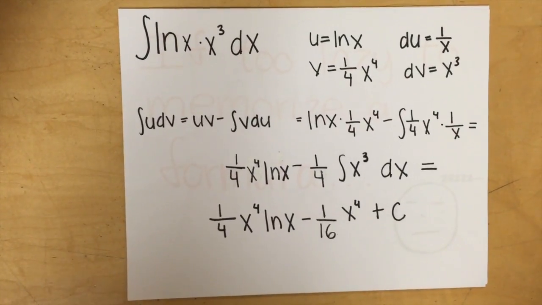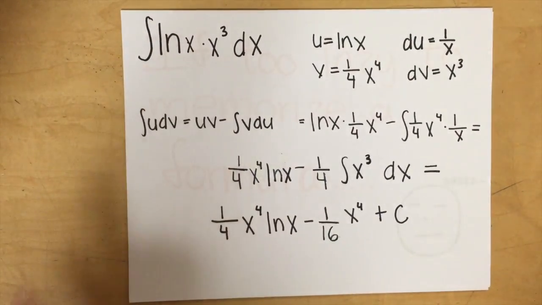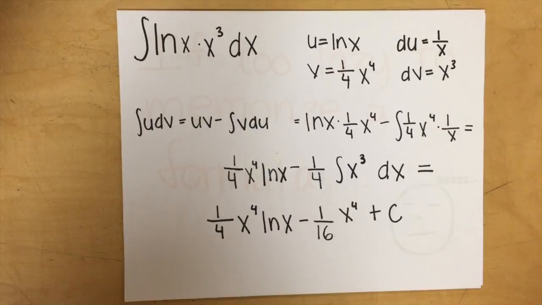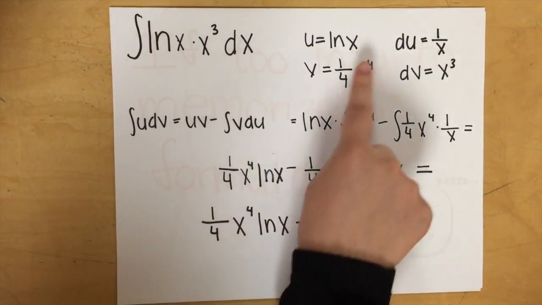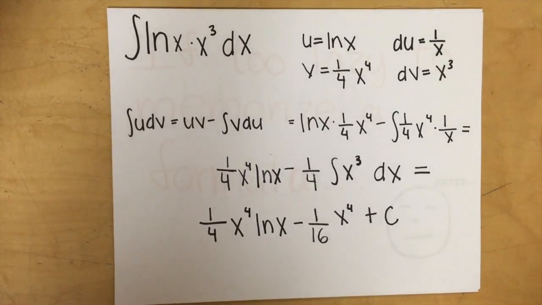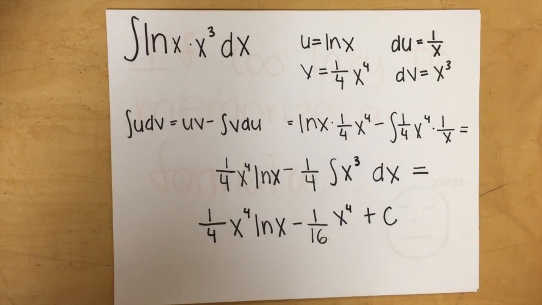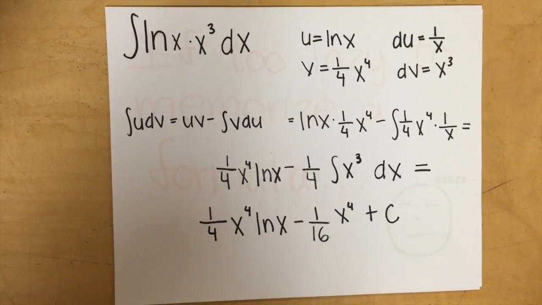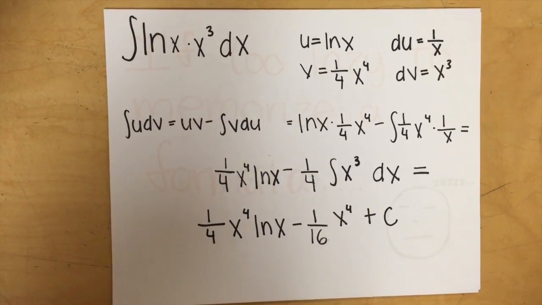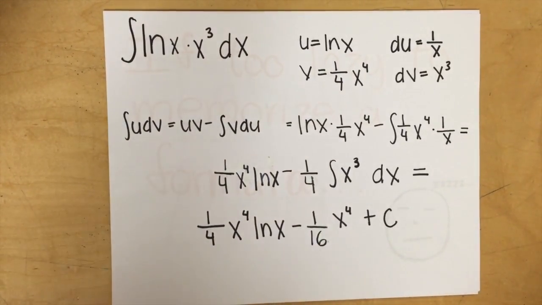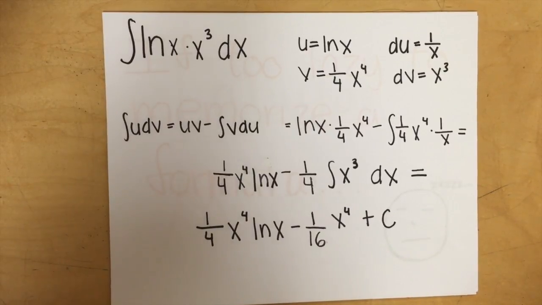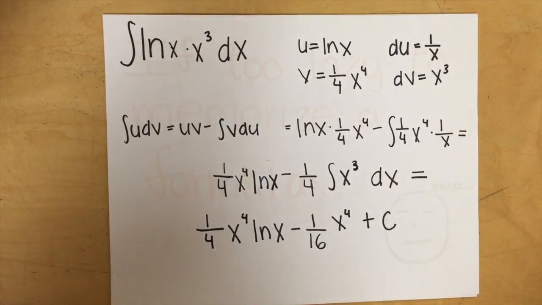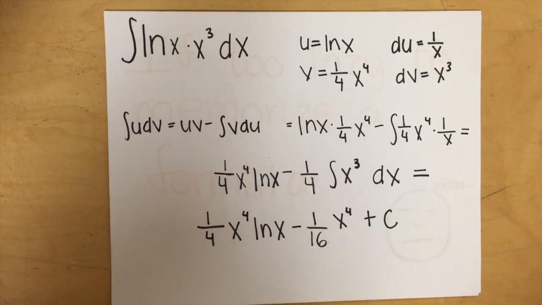In this problem, we're taking the integral of ln of x times x cubed. So u would be ln of x and du would be 1 over x. And v would be the integral of x cubed, which is 1/4 x to the 4th, and dv is x cubed. You then plug the values into the formula and you get ln of x times 1/4 x to the 4th minus integral of 1/4 x to the 4th times 1 over x.